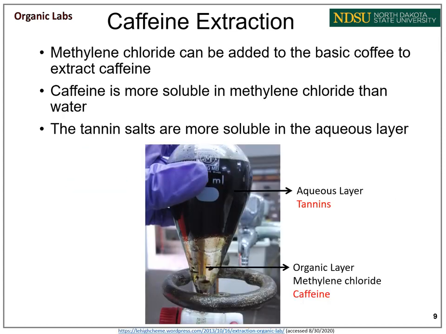Now that we've produced the tannin salts that are very soluble in the aqueous layer, we can add methylene chloride to extract the caffeine from the aqueous layer. Caffeine is more soluble in methylene chloride than water, so the caffeine will move to the organic layer, which is down here, and the tannin salts will then stay in the aqueous layer.